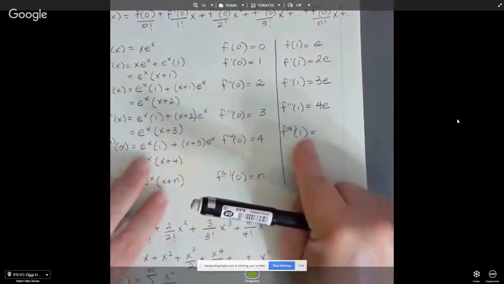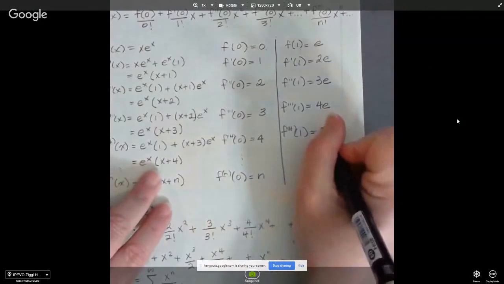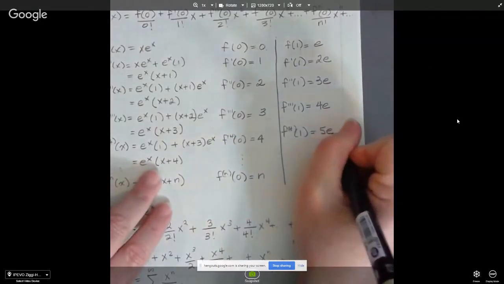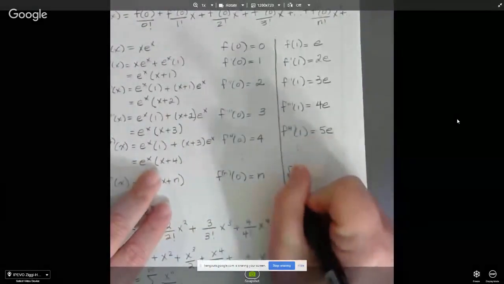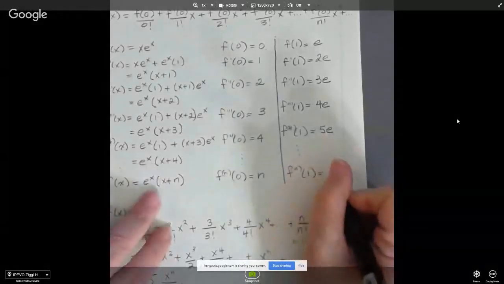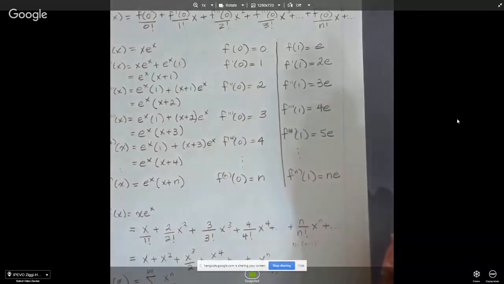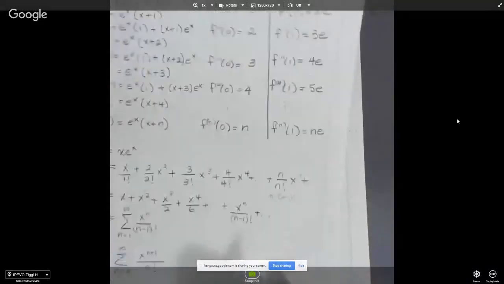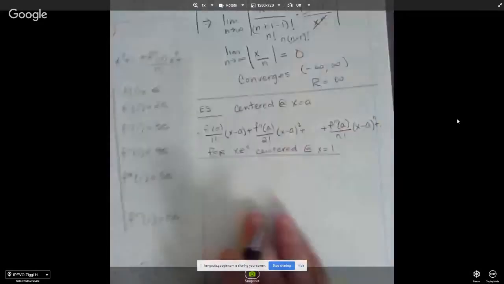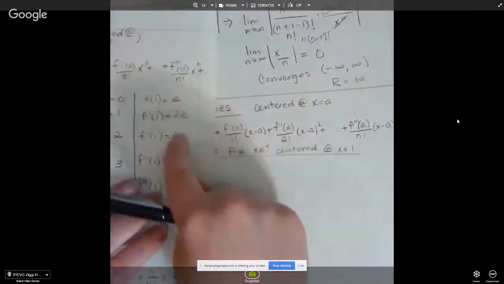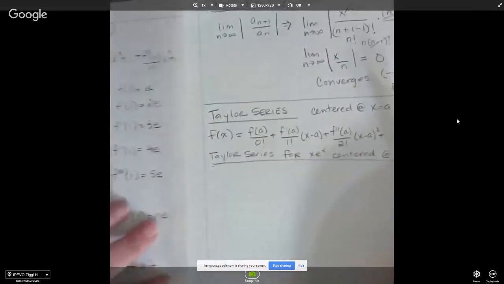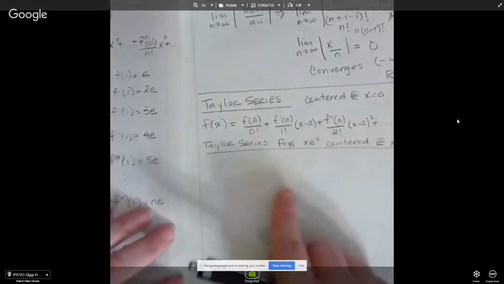Okay, so the fourth derivative is going to be 5e. I'm starting to sense the pattern. And then we put 1 in the nth derivative, and we're going to get ne, right? Yeah. All right, so now we're going to take what we know, the f of 1, f prime of 1 here. I'm going to try to get it all on the same screen. And we're going to compose our new Taylor series.